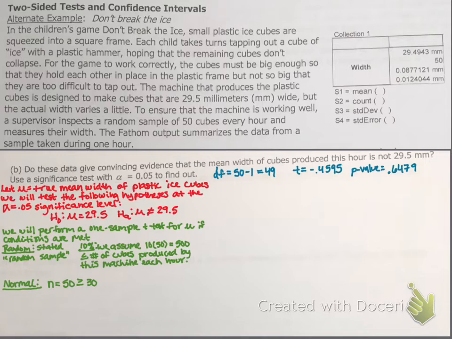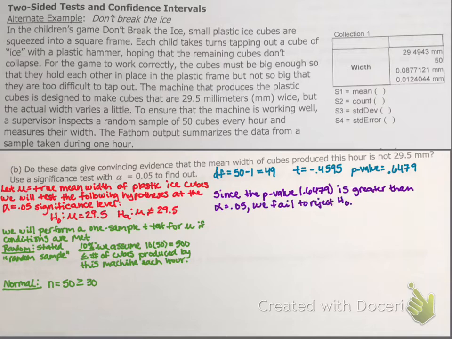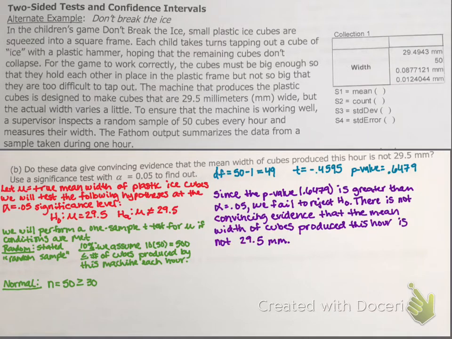So here we go. Since the p-value of 0.6479 is greater than alpha equals 0.05, we failed to reject H sub O. There is not convincing evidence that the mean width of cubes produced this hour is not 29.5 millimeters. Okay? Next part to the question. It says calculate a 95% confidence interval for mu. Does your interval support your decision from part B?